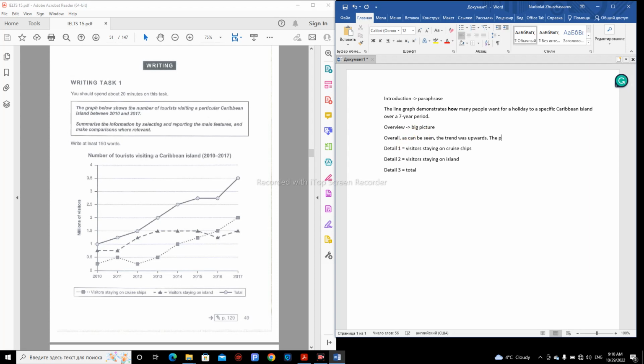The popularity of the island increased dramatically, both for those who preferred cruise ships or stay on island.